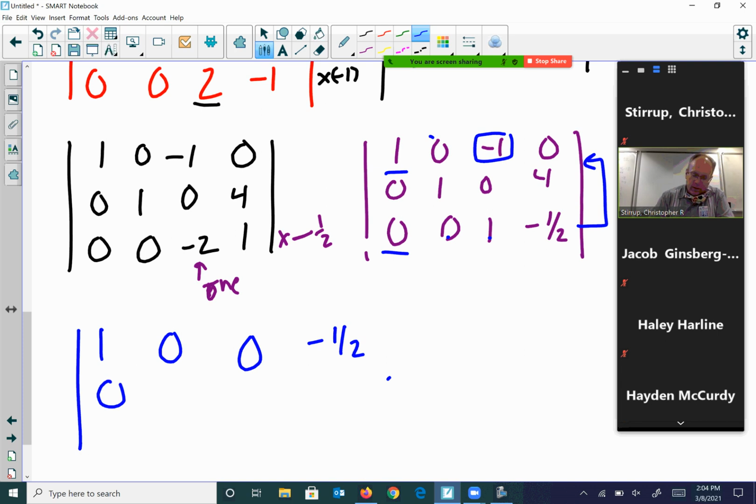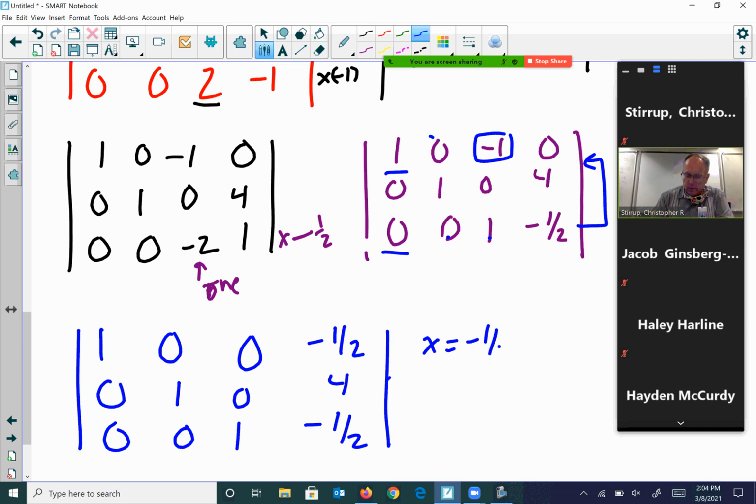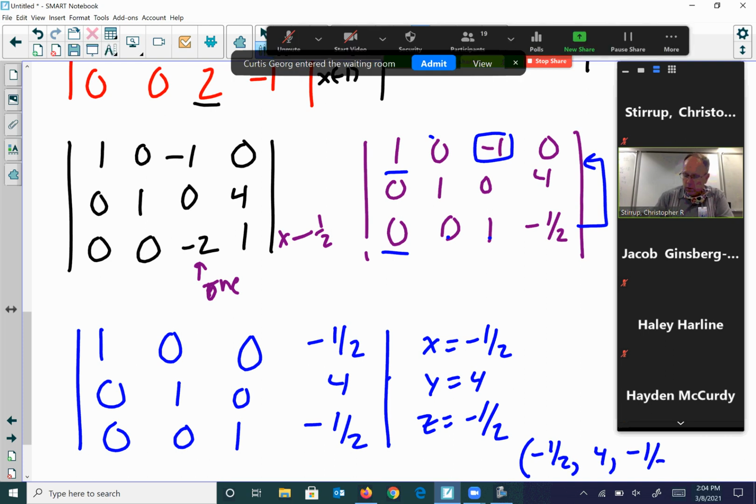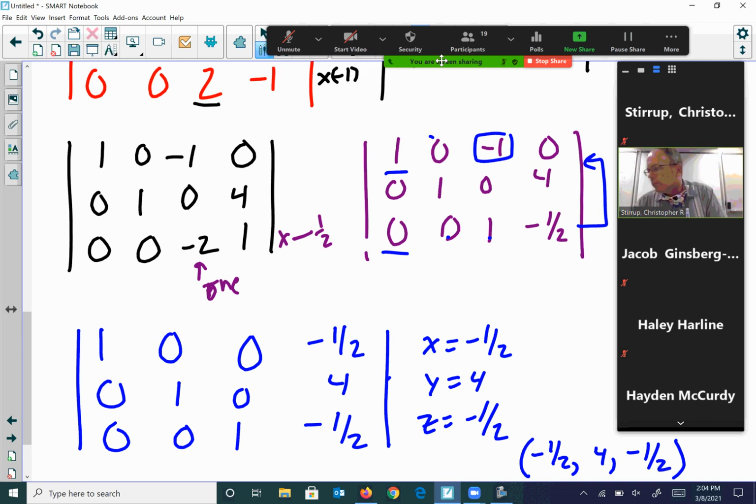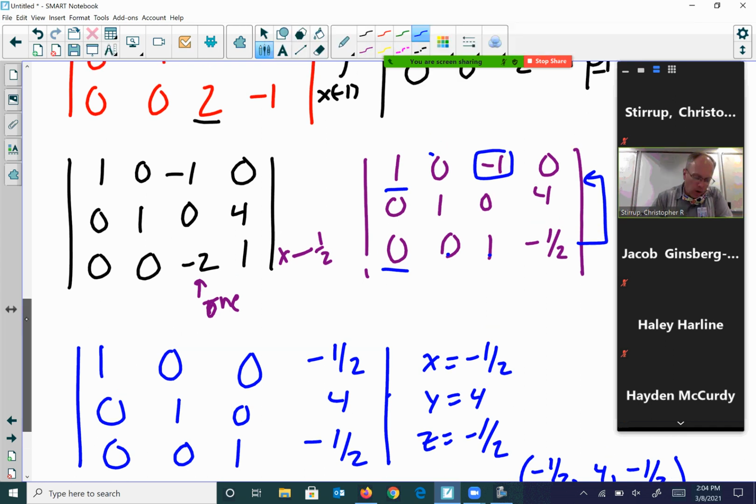Middle row stays as is. Bottom row we can keep as is as well. So my answer to this problem is this. Or you could list it as this. Okay, so that's one problem.